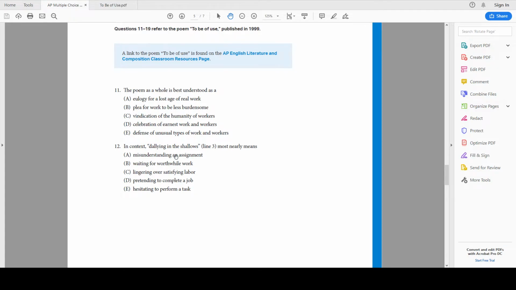Pretending to complete a job. I don't know, dallying in the shallows is not pretending to swim. Like if you're standing up to your ankles, no one's convinced that you're swimming. And then finally, E, hesitating to perform a task. And there we have our simplest answer, which is most clearly aligned with what we thought before we even looked at the answers. The answer is E.